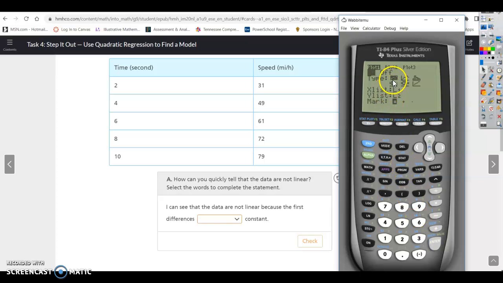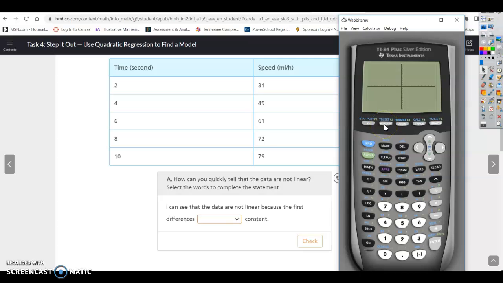It already has it for the dots here. It's already pulling from L1 and L2. So I just hit enter. And then if I go back to graph, I have to change my window to represent my y's going up past 79. Since there's no points below 10, and this is only a 10 by 10 window, that's why you're not seeing anything.